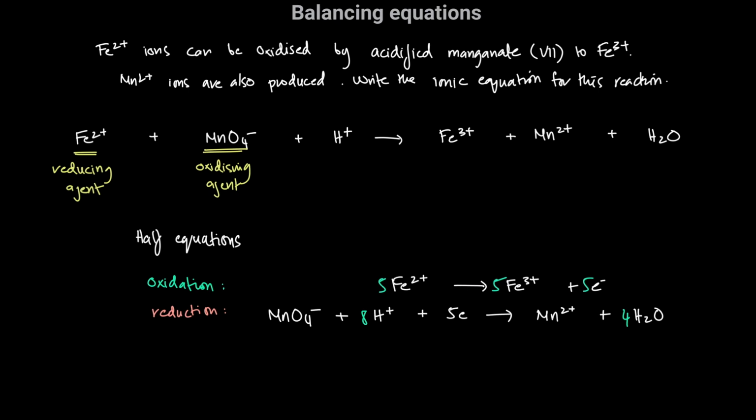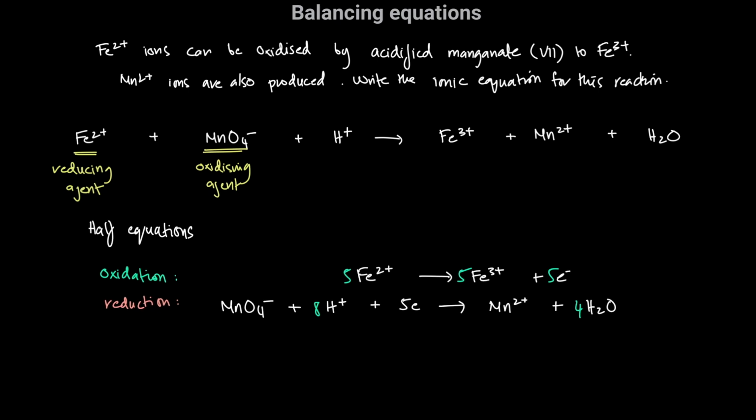So now we can write down the overall equation. The overall equation is just the sum of the two half equations. Now that the electrons are balanced, we can just add the two half equations. If we add the left hand sides of the equation, what we get is 5 Fe2+, MnO4-, plus 8H+.